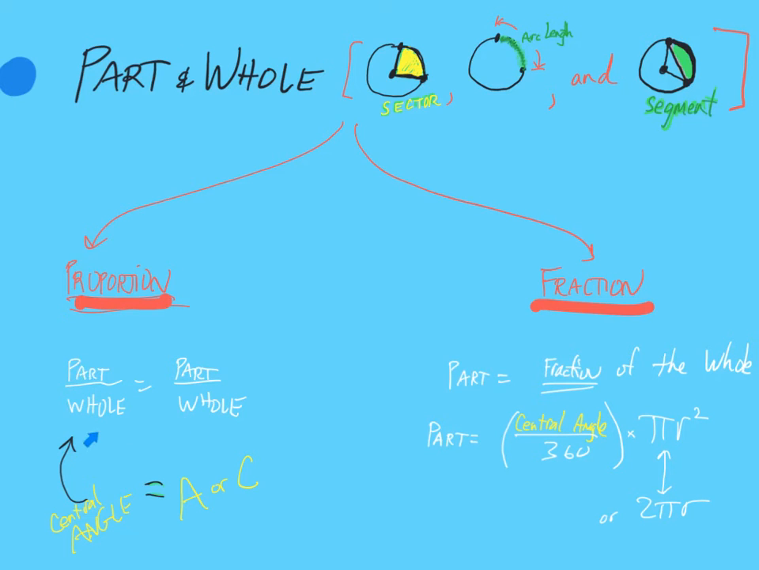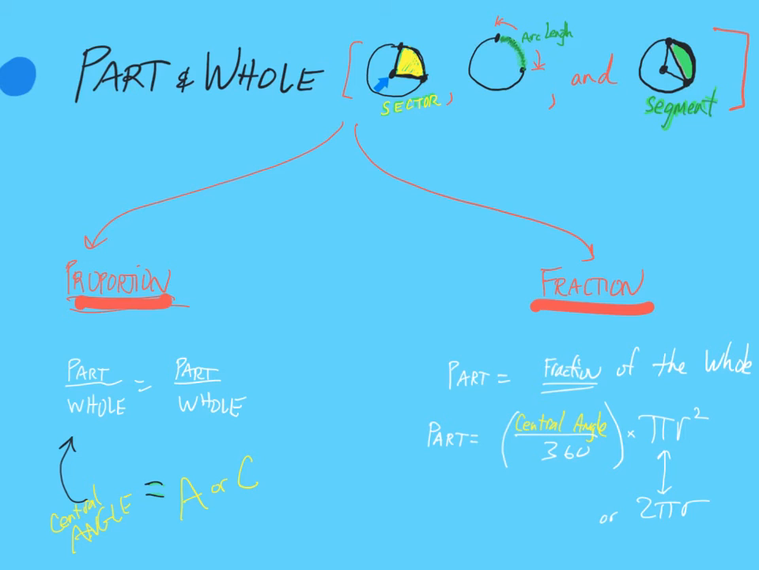On one side of the equation, the part divided by whole will be the central angle, this measure, the angle on the inside, how much rotation there was, divided by the whole, which is 360 degrees every time. So central angle measure divided by 360 equals area of the sector divided by the area of the whole circle, pi r squared.